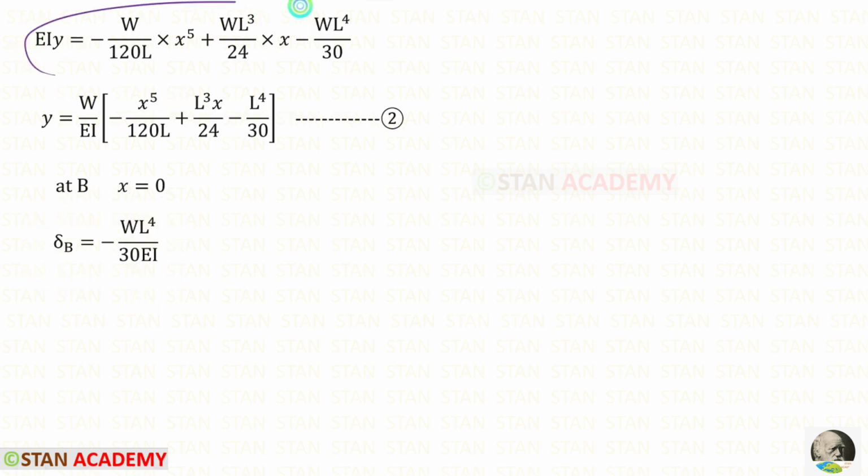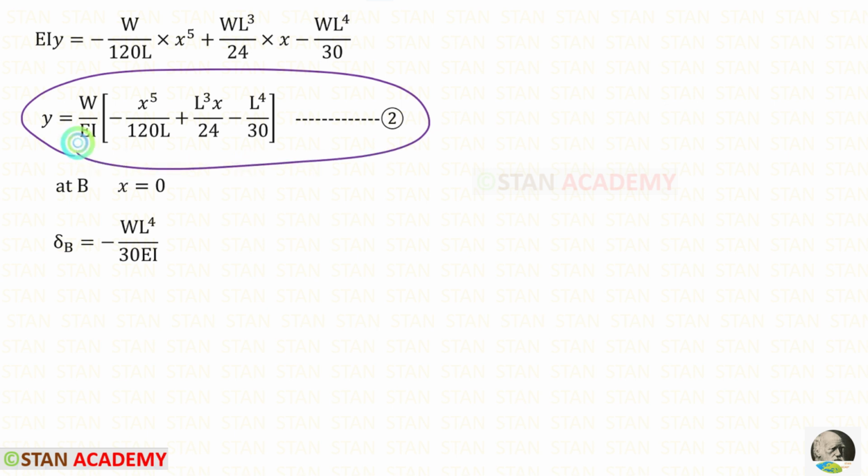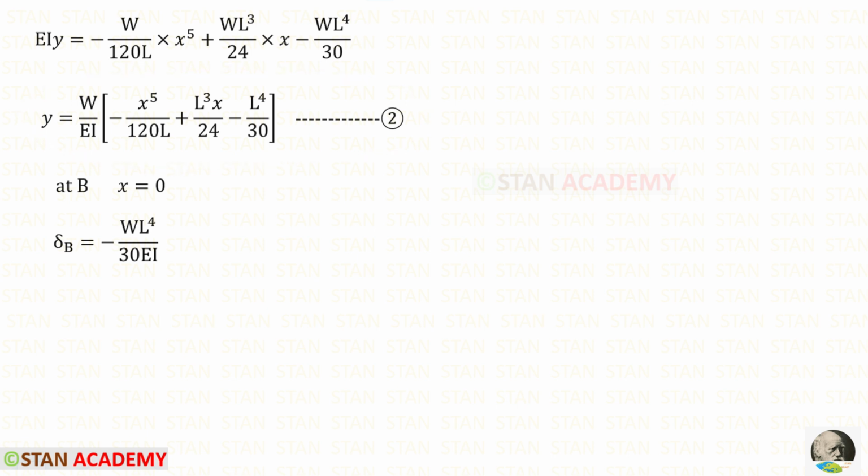Now, let us take the deflection equation. We can take W outside, and we can take EI on the other side. It will come in the denominator. This is the deflection equation. Using that, we can find the deflection at any point of the beam. We know that in the point B, x will be 0. Instead of x, we have to apply 0. In this way, we will get the deflection at B.